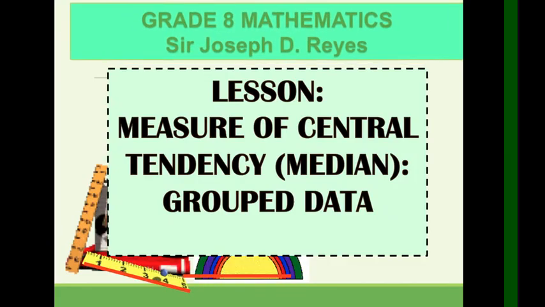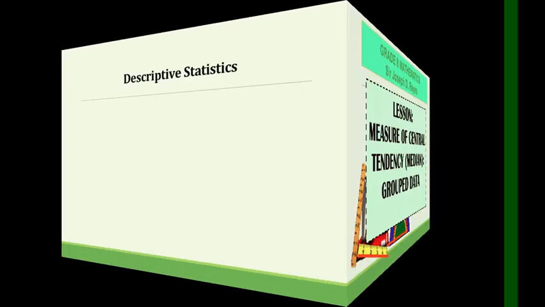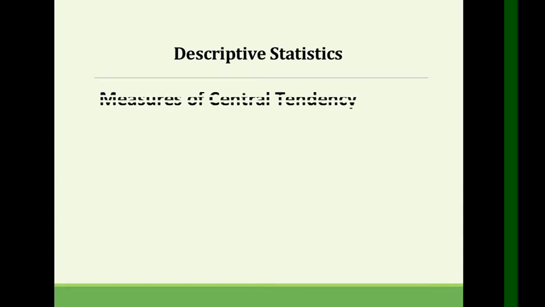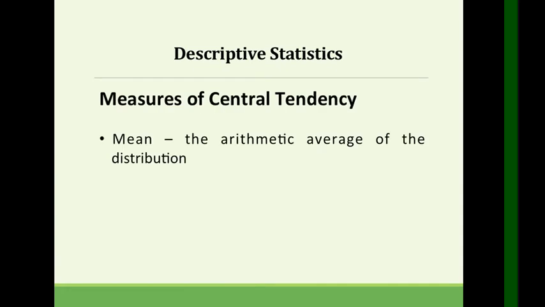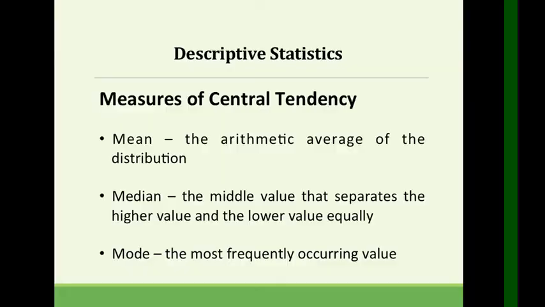Good day, everyone. Our lesson for today is all about measure of central tendency, median, group data. So for the descriptive statistics, we have mean, median, and mode for the measure of central tendency. Mean is the arithmetic average of the distribution. Median is the middle value that separates the higher value and the lower value equally. And mode is the most frequently occurring value.